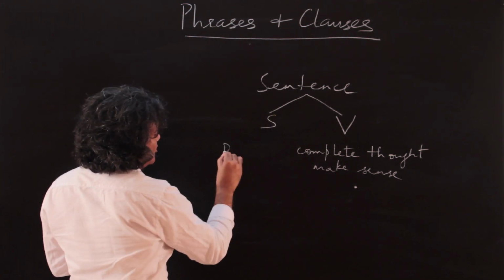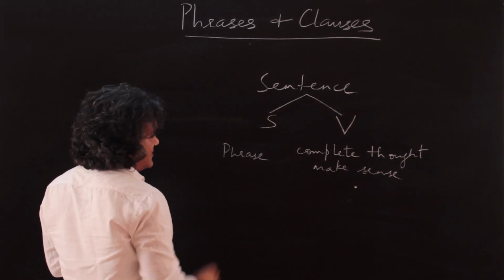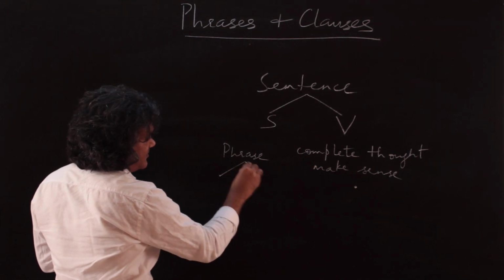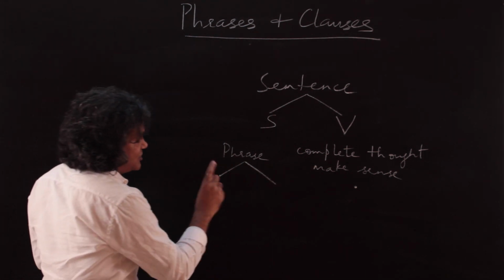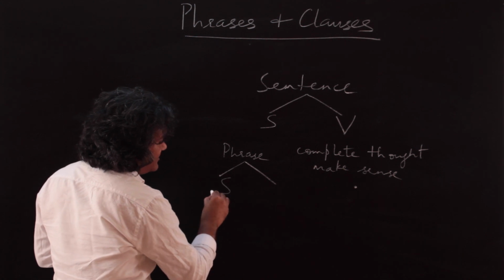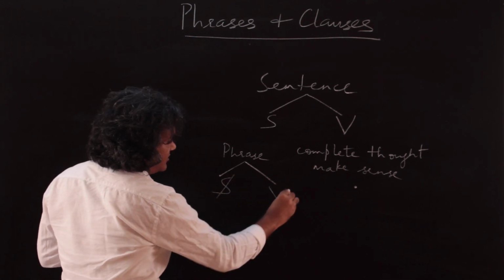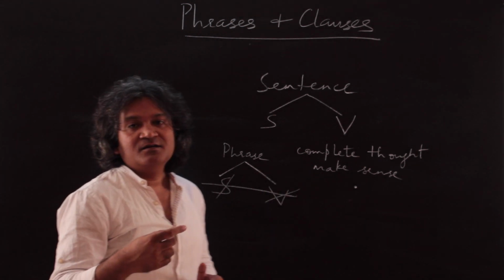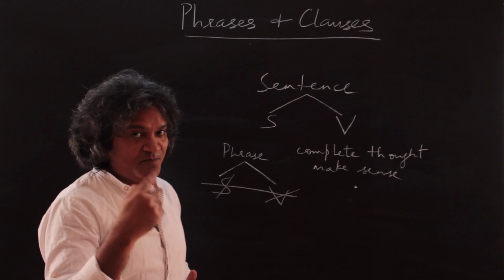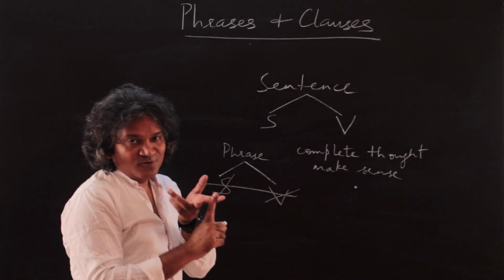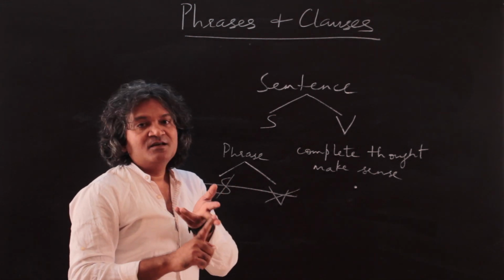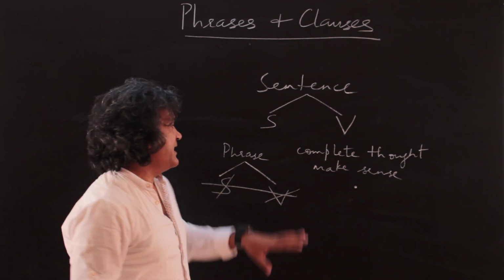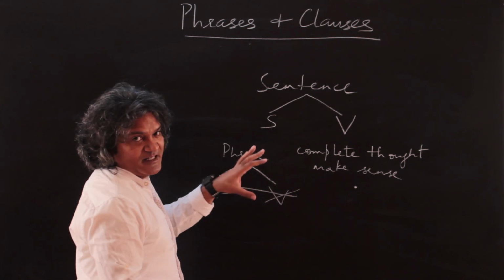Phrase. What is a phrase? A phrase is a part of a sentence, pay attention, which does not have either the subject or the verb or both, and therefore obviously doesn't make complete sense. Repeat. A phrase is a part of a sentence which doesn't have either the subject or the verb or both, and it doesn't make complete sense.